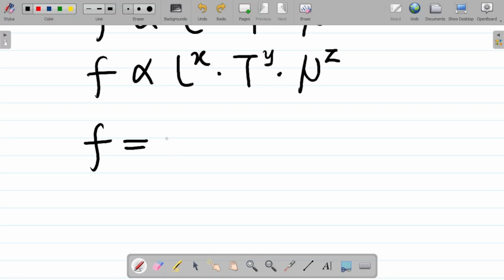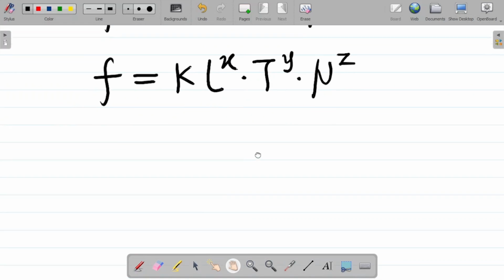The constant we'll use here is k. All right, so I'll replace this one here by equal to and k, and then I'll bring back this one here. Okay, so equal to and k, then bring back the L to power x dot, T to power y dot, mu to power z.